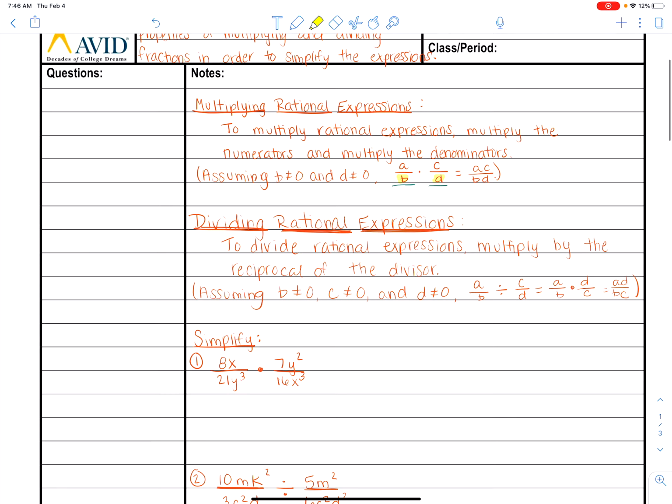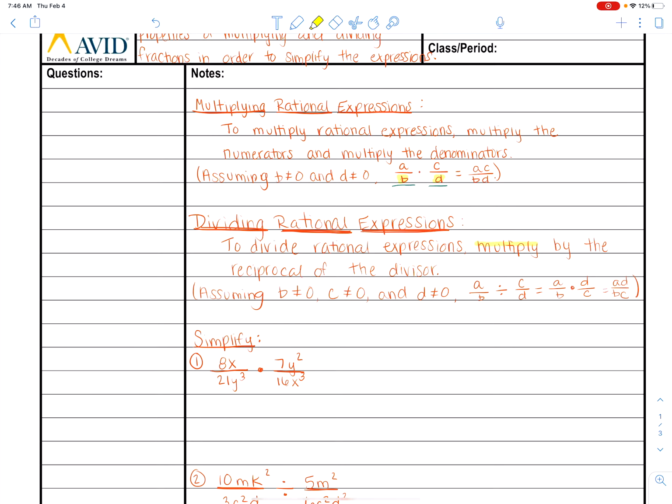When we divide, you can't really divide fractions. So in order to divide a rational expression, you're going to multiply. So division always turns to multiplication, but you're going to multiply by the reciprocal. So if you were looking at a over b divided by c over d, the c over d reciprocates and becomes d on top of c, and your division turns to multiplication. So remember, you're going to keep the first, change the sign to multiply, and reciprocate the other, okay?